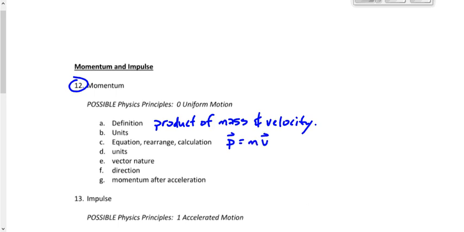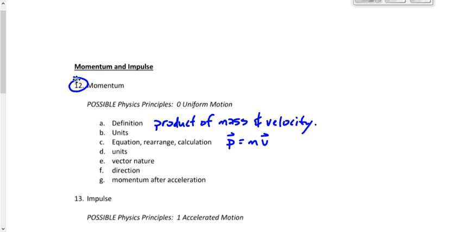Now there's a couple things that I want to point out again about this equation. First of all, the p is a lowercase p, right? A capital P would be, in chemistry, something we'd sometimes call pressure, but in physics, a capital P is usually power. That's not what we're talking about here. This is a lowercase p, a small p.